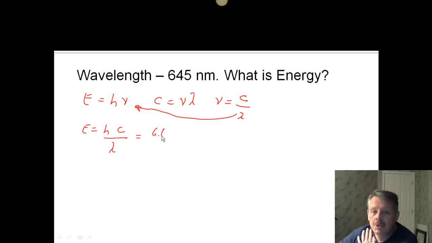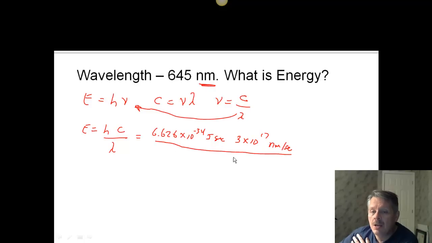All right, so this becomes 6.626 times 10 to the minus 34th joule seconds. And I'm multiplying by the speed of light, which is 3 times 10 to the 17th nanometers per second. This is in nanometers, so I want to use my nanometers number. And I want to divide this by my wavelength, which is 645 nanometers.